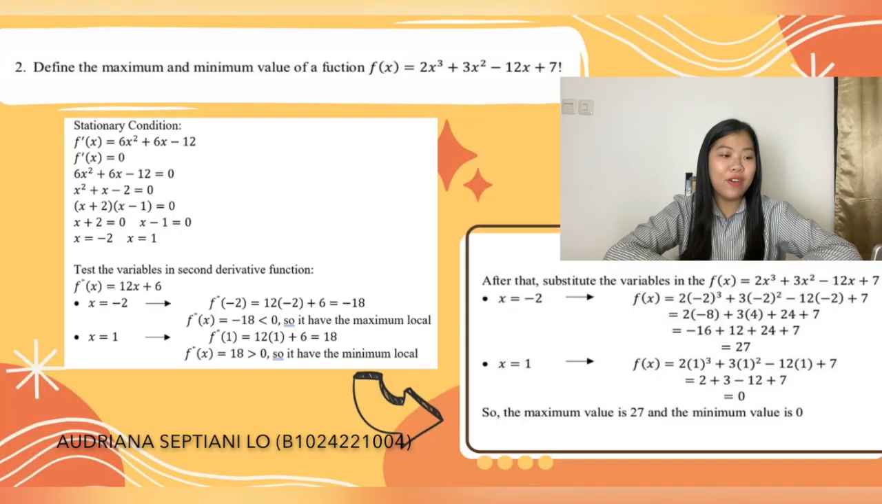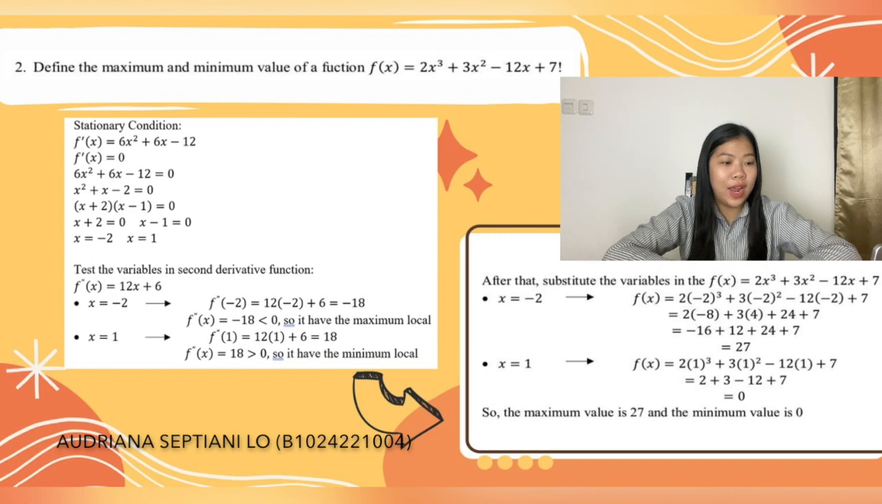Second question, find the maximum and minimum value of a function f(x) equal to 2x power 3 plus 3x power 2 minus 12x plus 7. To answer this question, first we need to find the derivative function of f(x). It is f prime x equal to 6x power 2 plus 6x minus 12.